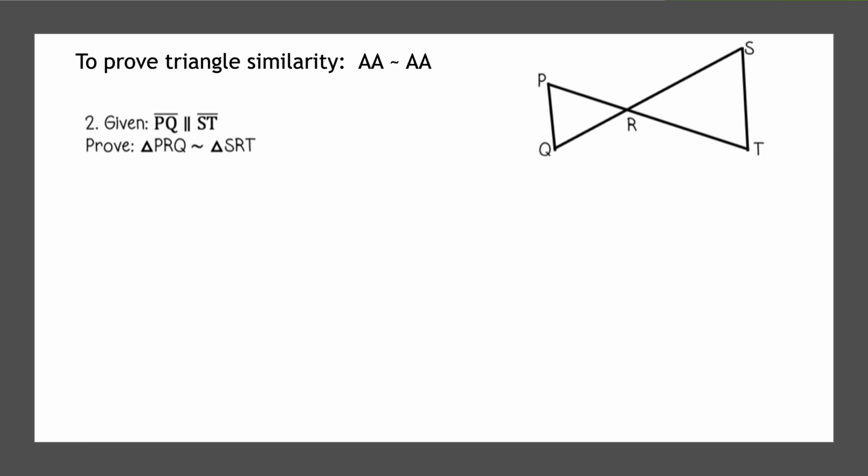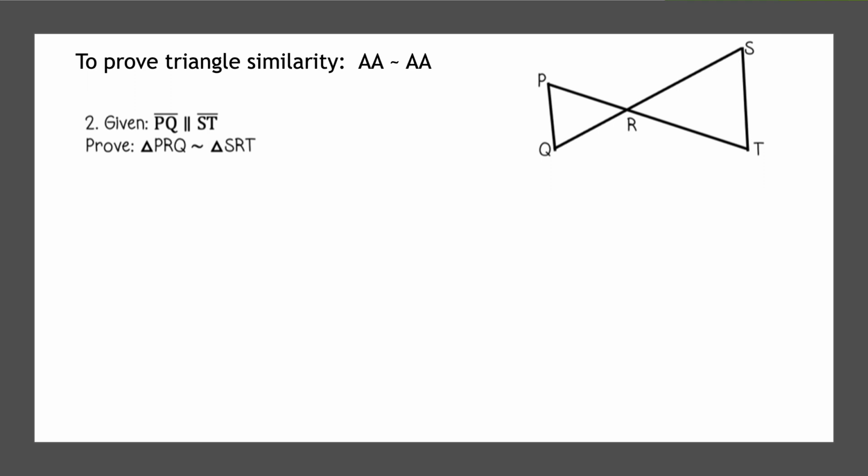All right, so I abruptly ended the last video so that we could do this cleanly. Let's go back to the beginning of this. I want to prove these two triangles are similar. There's only one way to prove similarity, and that's AA is similar to AA, which means I need to show a pair of angles in one triangle congruent to a pair of angles in the other triangle.